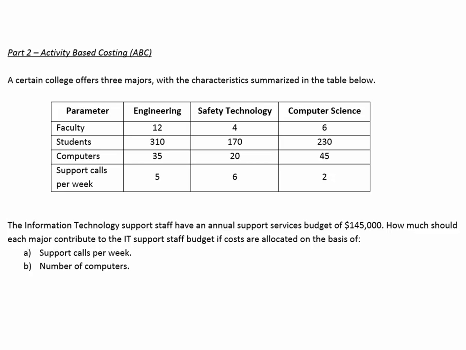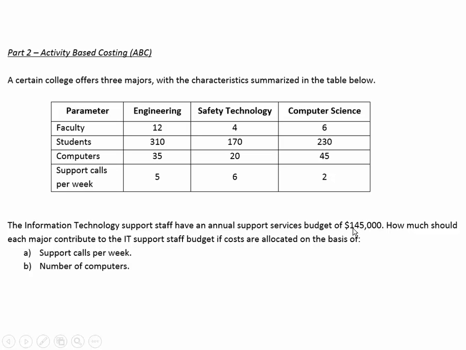Let's say that there is a college that has 3 majors. In a certain university, there's a college that has an engineering division, a safety division, and a computer science division. So the IT department inside of that college is getting a lot of calls. They have support staff and a budget of $145,000.